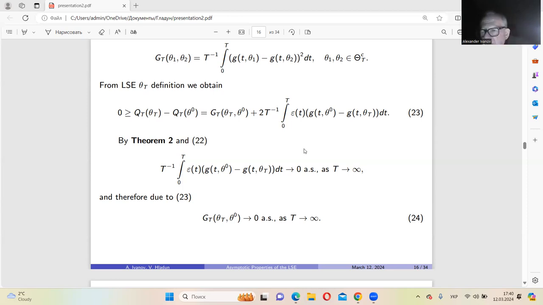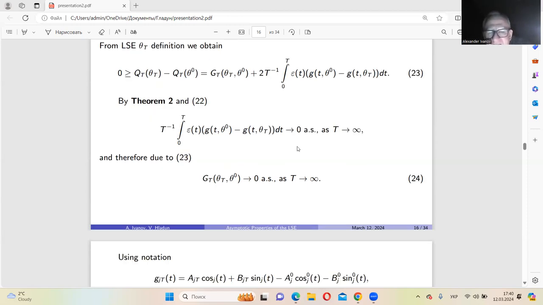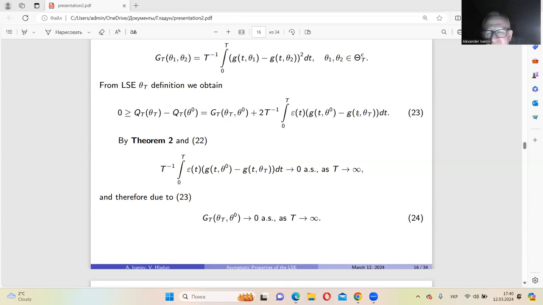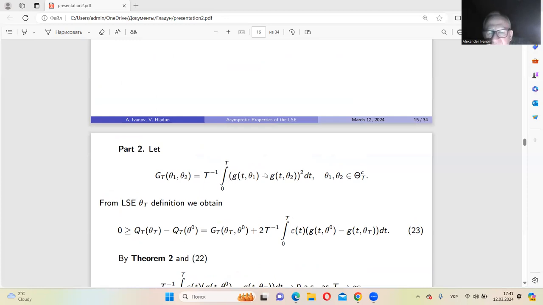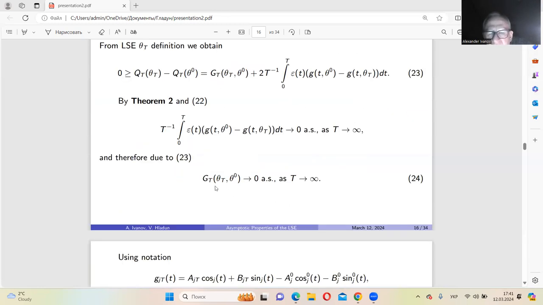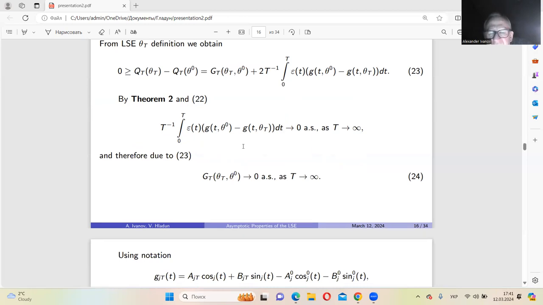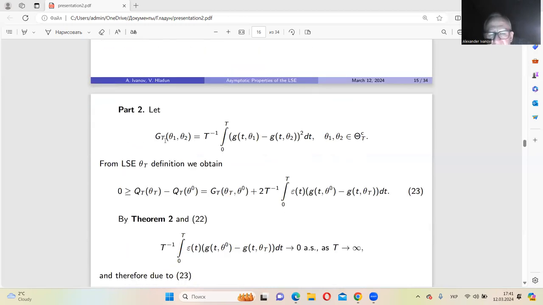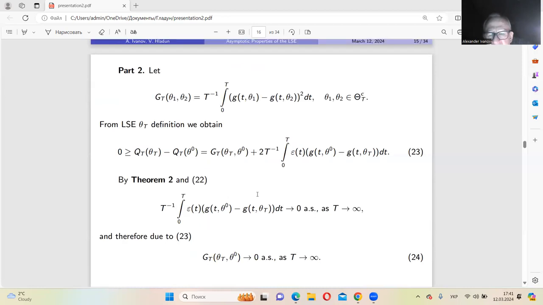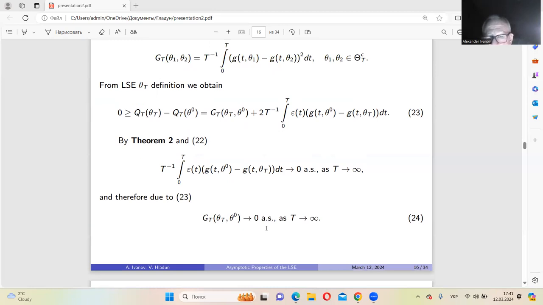Therefore, we need the uniform law of large numbers to prove that this tends to zero. This is less than or equal to zero, almost surely. And this is a non-negative function. It means that this function G_t of theta one, theta two tends to zero almost surely as t tends to infinity, the relation 24.